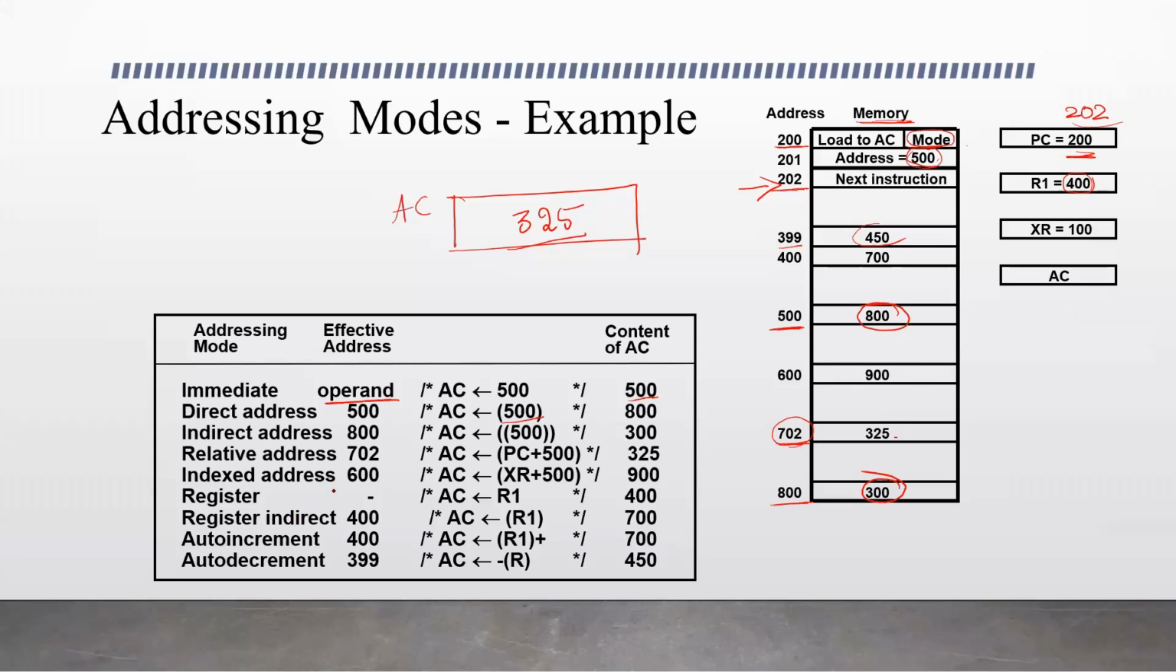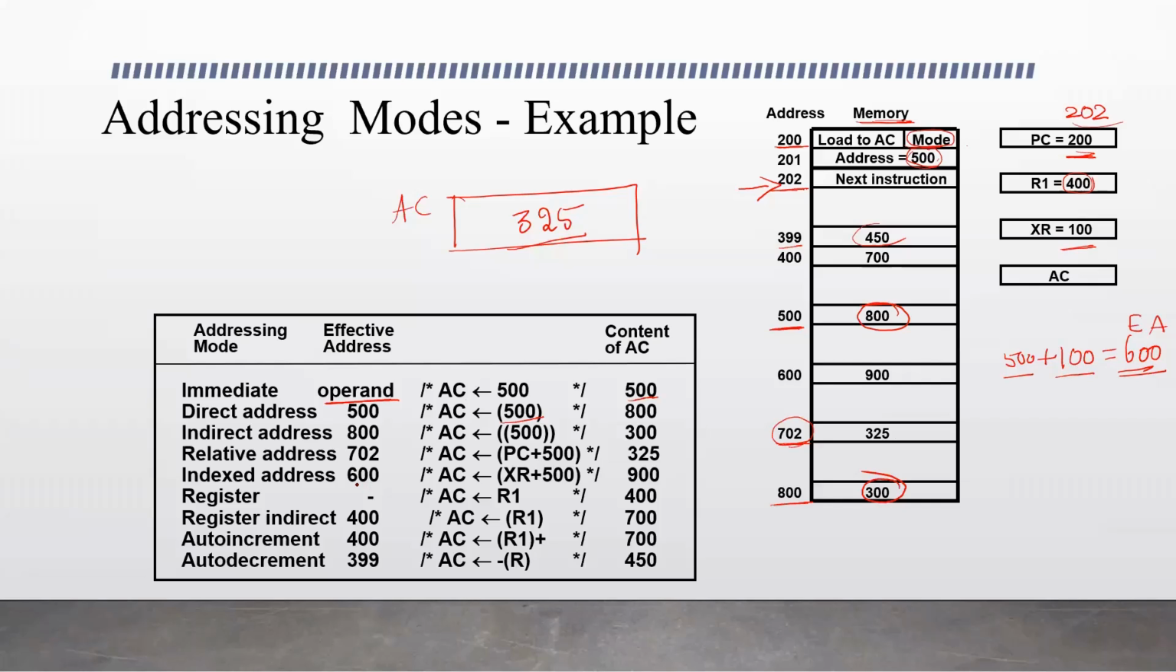And the next addressing mode, indexed address. In indexed addressing, how do we find the effective address? We add the address given in the instruction to the content of the index register. The address given in the instruction is 500, and the index register XR is 100. When you add this, you get 600. This is the effective address of the operand.